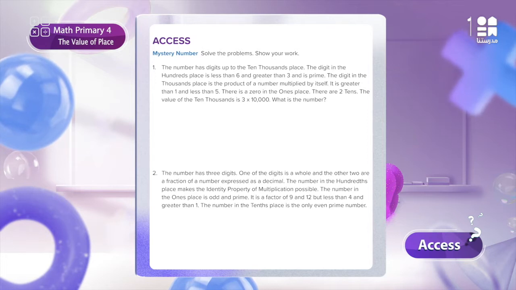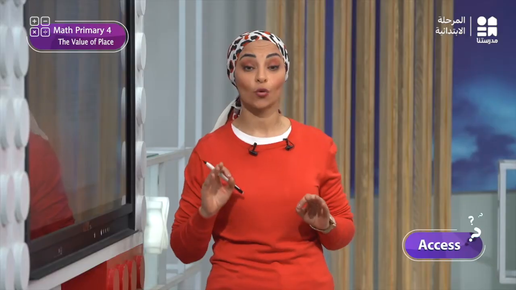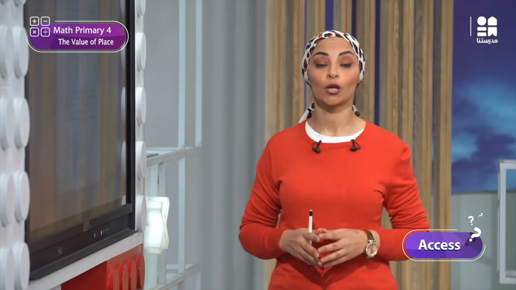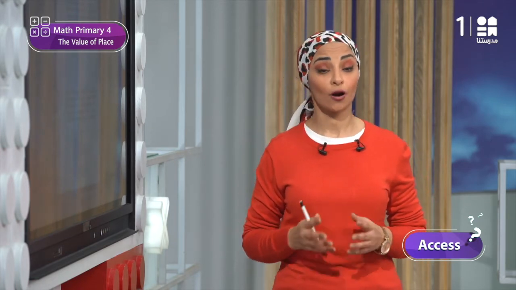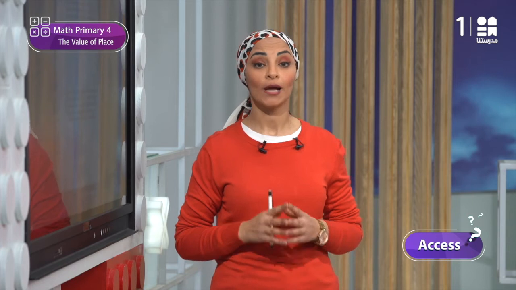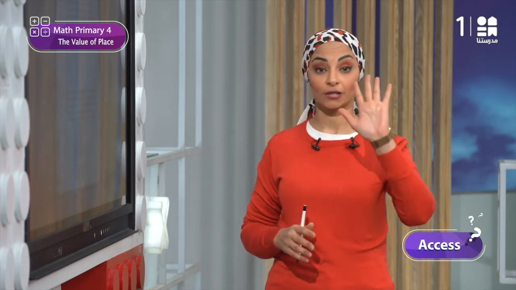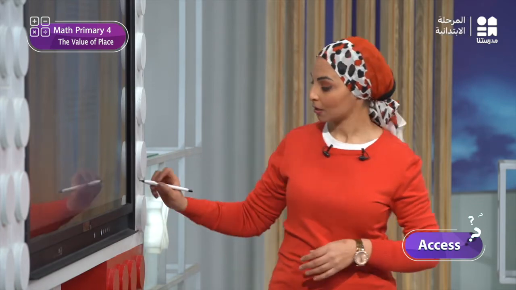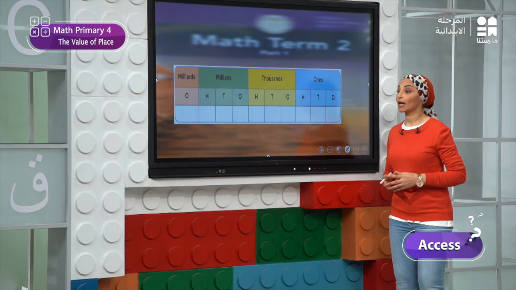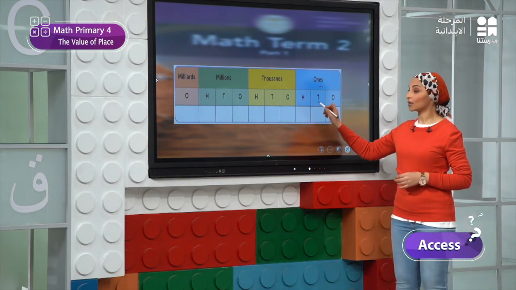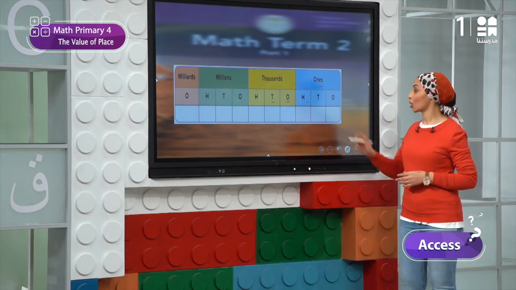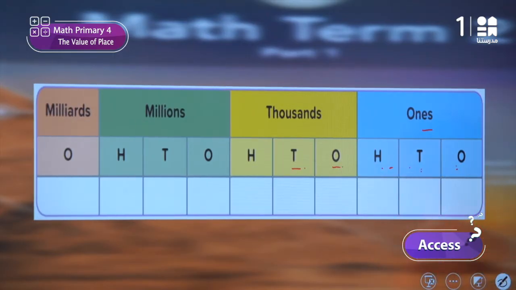Now I want you to focus, because every word in this riddle has a meaning. The first thing we know is that the number we are asked to find must be made up of 5 digits. What does that mean? It means that the places we will use are the ones, the tens, the 100s, the 1000s, and the 10,000s, because it is formed of 5 digits.